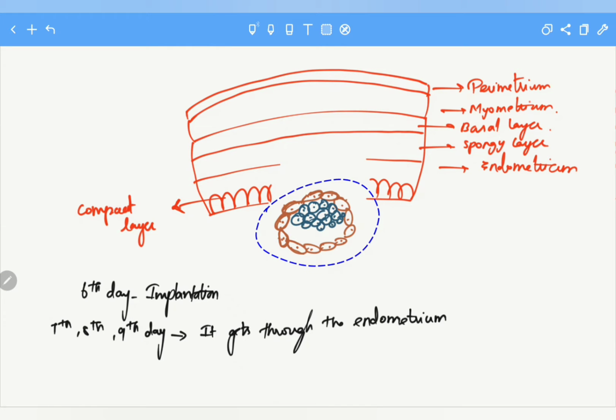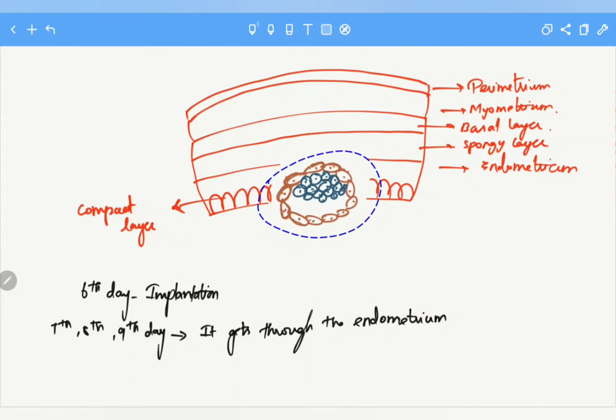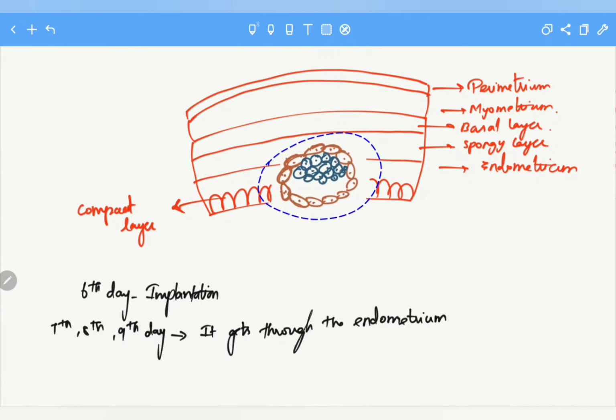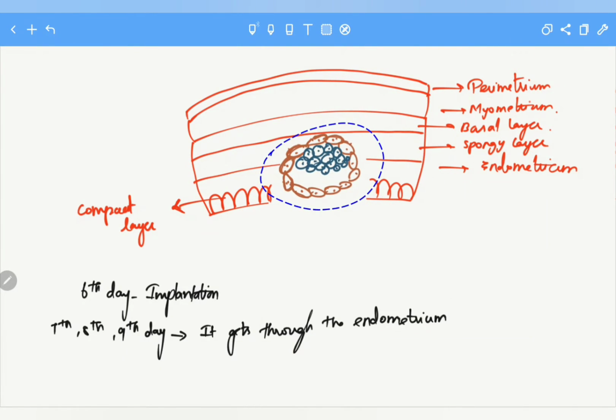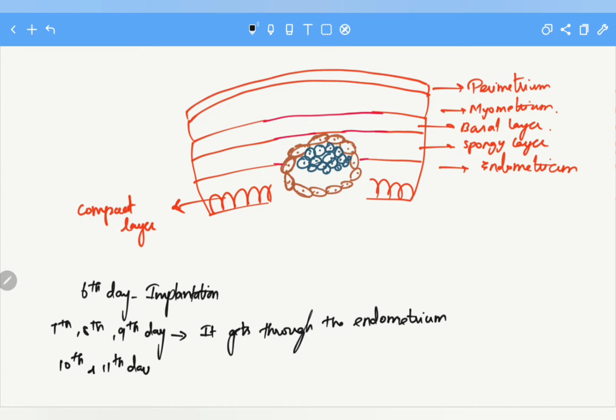So during 7th, 8th and 9th day, it gets through the endometrial layer, and during the 10th and 11th day, it gets embedded within the basal layer like this. It gets embedded within the basal layer of the endometrium. So during 10th and 11th day, it gets deeply embedded in the endometrium.